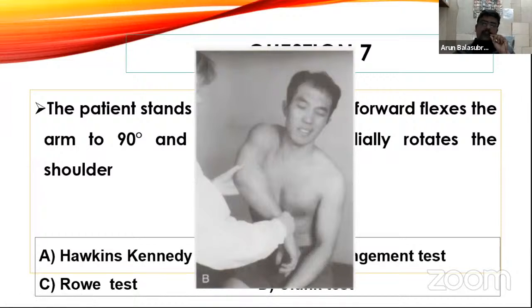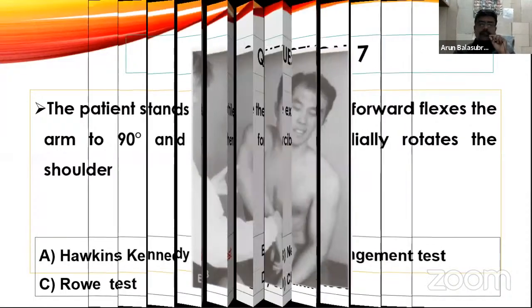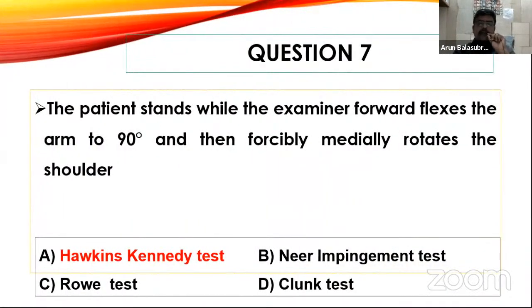In the same position, when the patient's arm is fully flexed, you do the medial rotation and twist the arm with the elbow in full flexion, that is called the Neer impingement test. Both of these tests are confirmatory tests for supraspinatus impingement syndrome or any shoulder impingement syndrome. Any patient who comes with shoulder pain, severe impingement, especially on the anterior side, you can do either the Hawkins Kennedy test or the Neer impingement test. You are able to give a 100% diagnosis that this is a supraspinatus impingement syndrome.